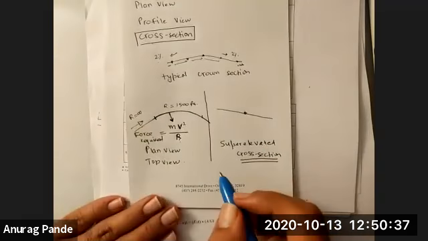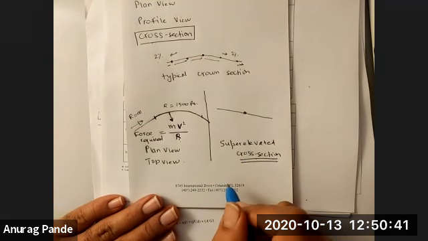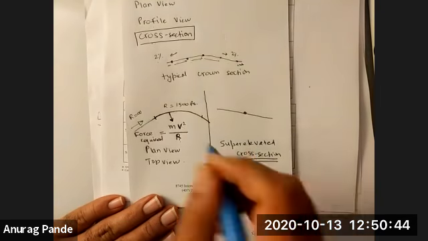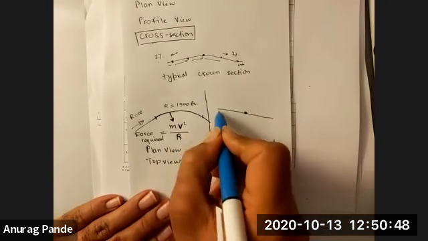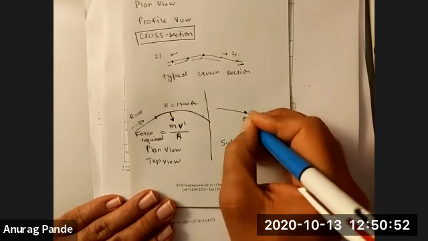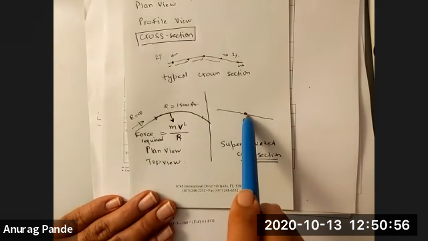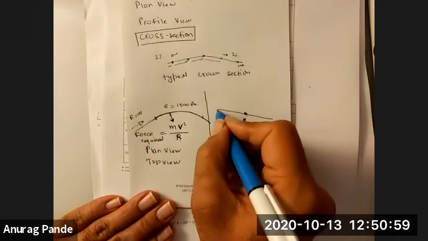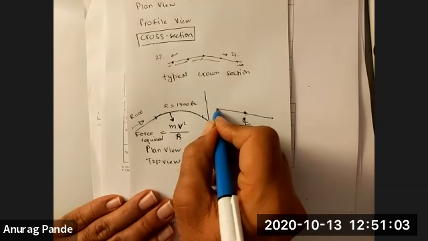Sorry for the mishap here, but what I was trying to point out is that I'm now looking at the cross-section view again. This is the center line of the road, so I'm going to just call it CL, the center line of the road. That goes into the plane of the paper. And I'm going to raise my outer edge relative to the inside edge of the road.